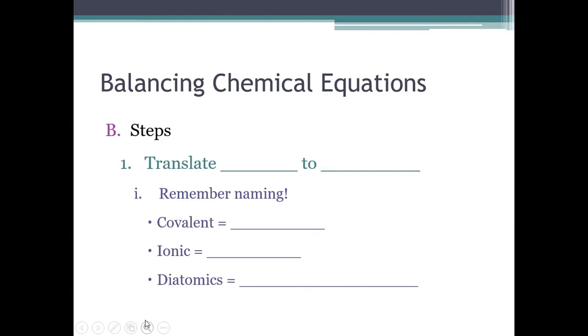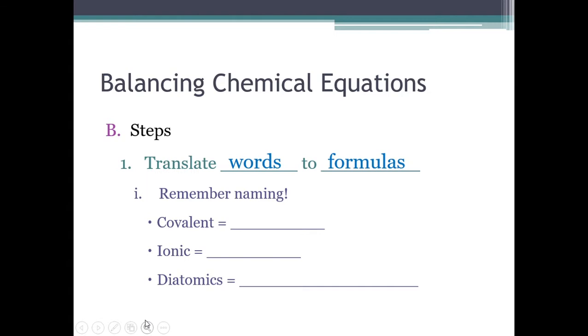All right, so here are your steps. I'm going to give you steps. You will probably eventually stop even thinking about the steps, but for right now, they'll probably be helpful. Step 1, if you are given a word equation, translate it to the chemical formulas. That's a skill we've learned. It might be a little rusty. Go ahead and dust that off. You're still going to need it.